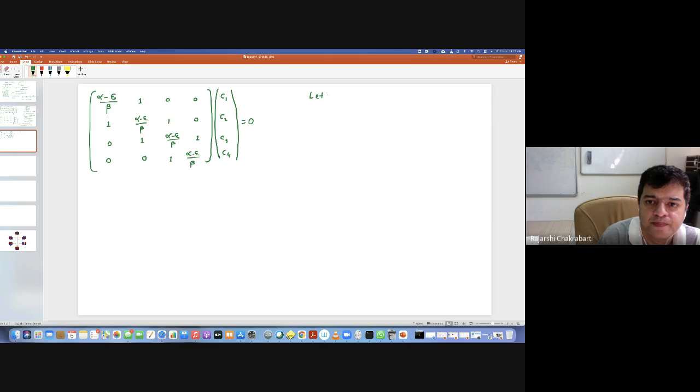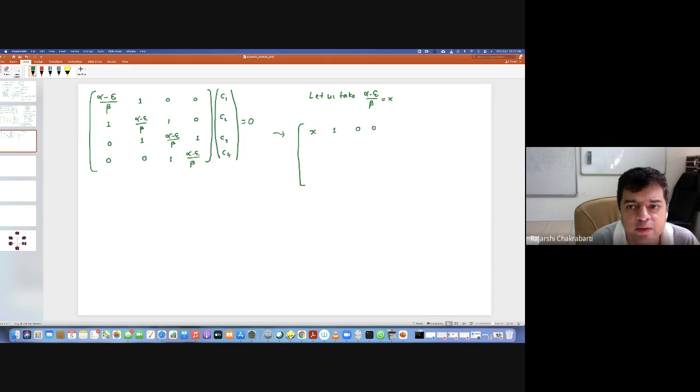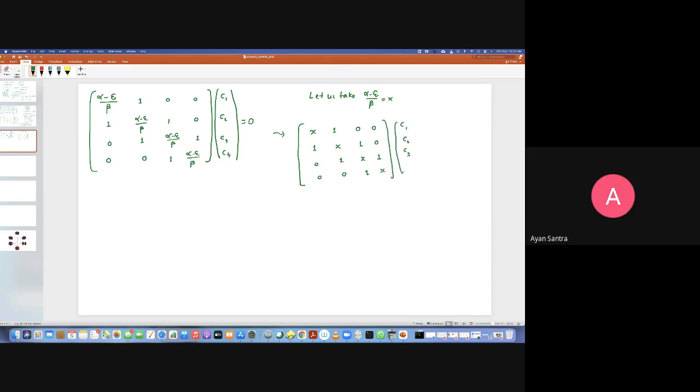And let us assume, let us take this as x. I can call it x, no? So if I call it x, this matrix now becomes x 1 0 0, 1 x 1 0, 0 1 x 1, 0 0 1 x. This looks quite nice, no? Is this fine?